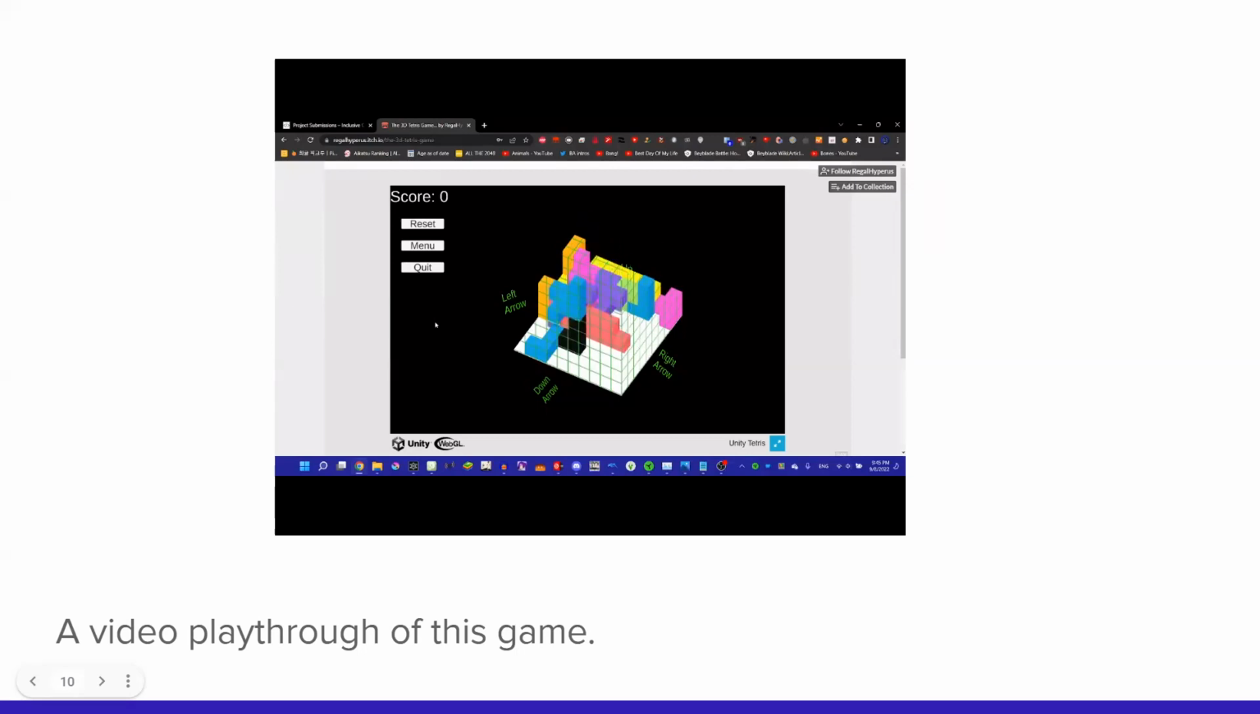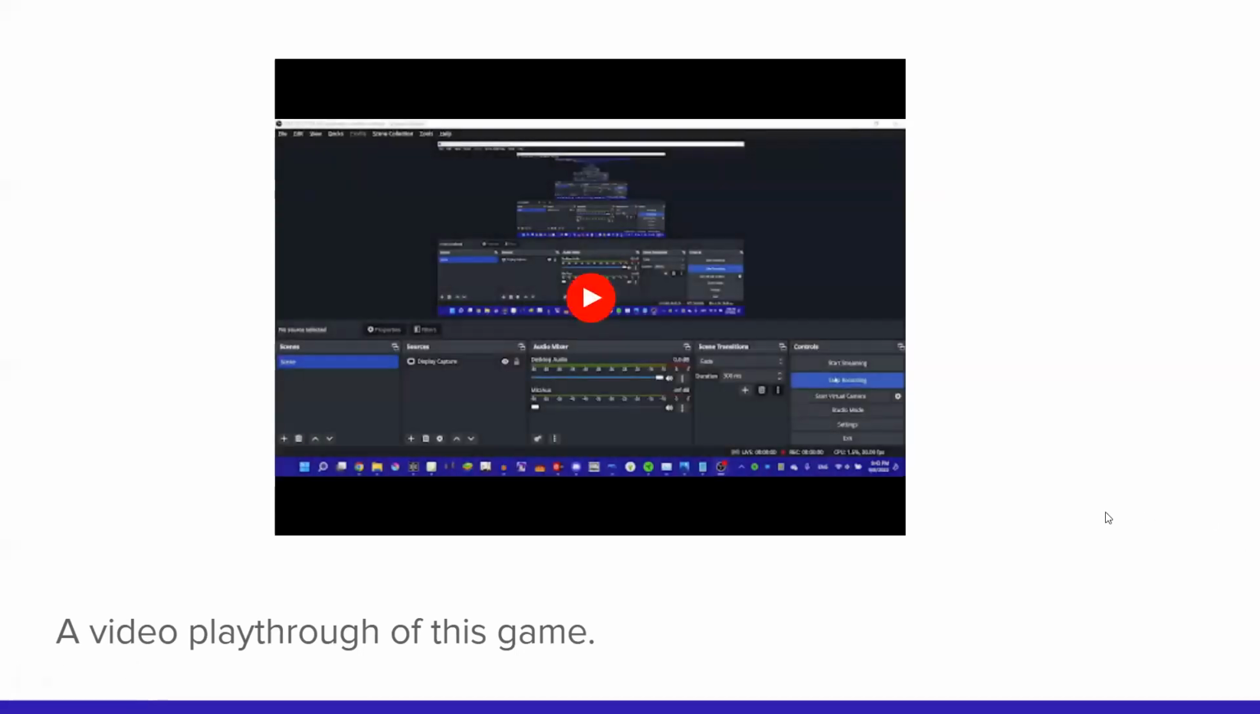Sadly, there is no music because I didn't put any in there. But I'm hoping to add Korobeiniki in. In case you don't know, Korobeiniki is the music associated with Tetris.